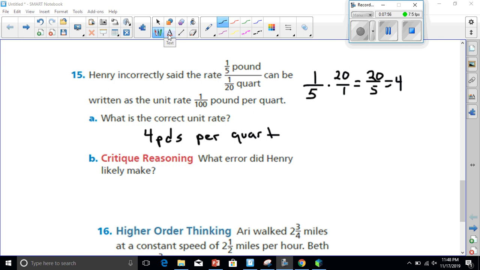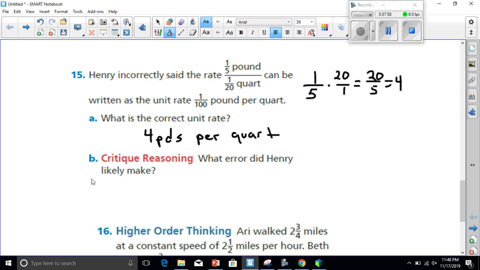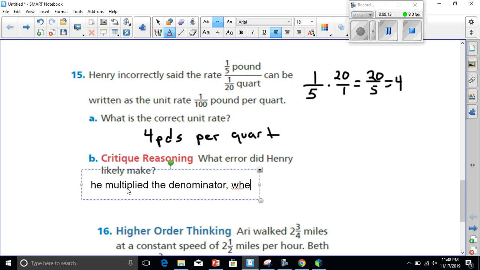So if I was going to put that into words, I would say that he multiplied the denominators when he should have divided them.